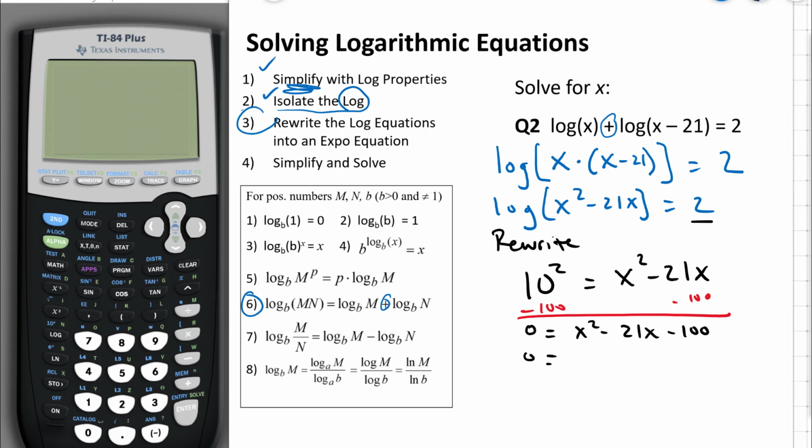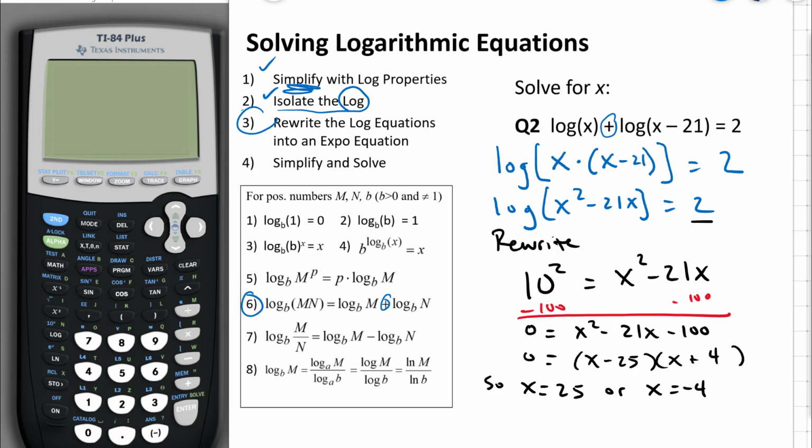And sometimes they factor, and sometimes we have to use the quadratic formula. But in this case, I'll let you break down those factors and see how that works yourself. But this is going to be two solutions. So far we got x minus 25 equals 0. So we would have x equals 25 or x equals negative 4.